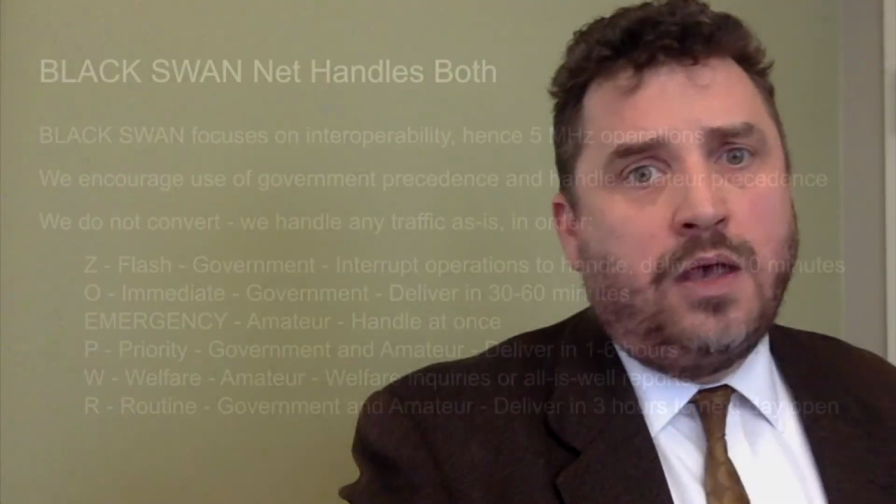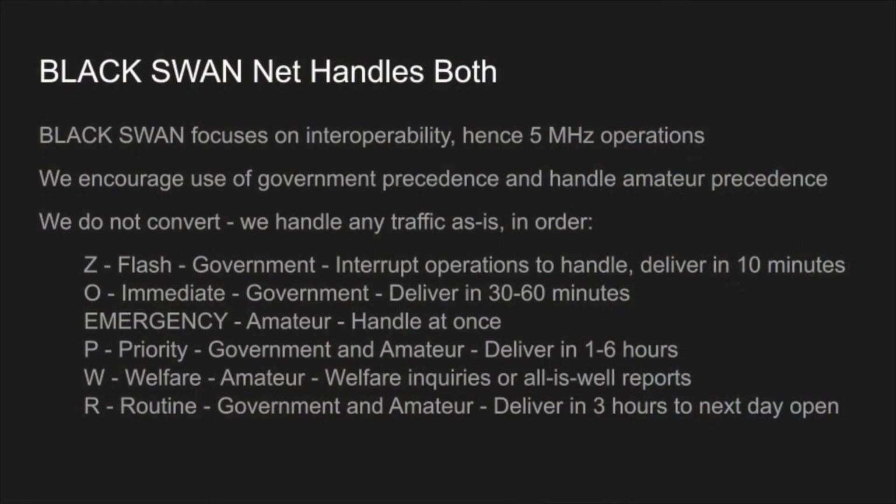On the Black Swan Net, however, we need to integrate things together for the purpose of net operations, so we have ordered precedence as follows. Net control on a specific occasion might have particular information and might not follow these closely. That's okay. These are a guideline for use by net control. We start with flash, and we handle that as fast as humanly possible. Next is immediate for delivery in 30 to 60 minutes. Next is emergency, which doesn't have a specified delivery target, but is highest of the amateur precedence. We then handle priority, then welfare, then routine.